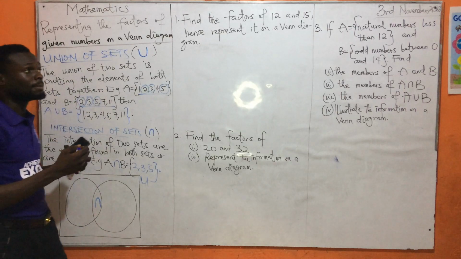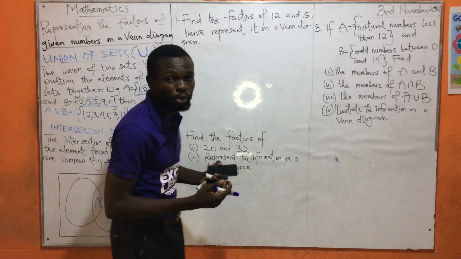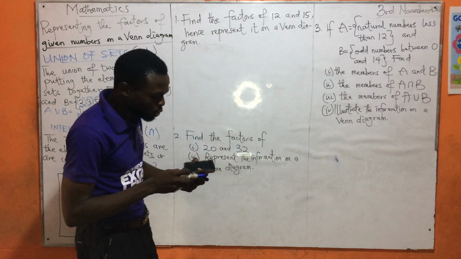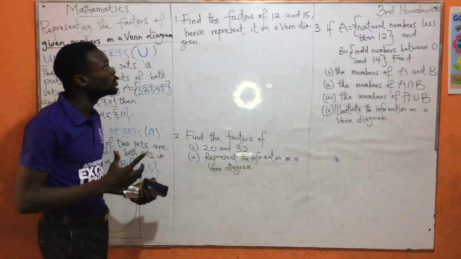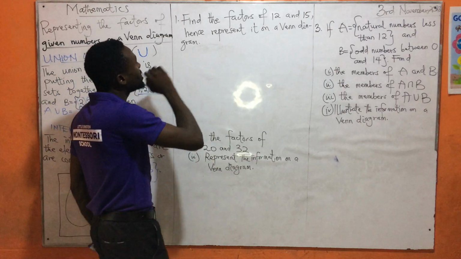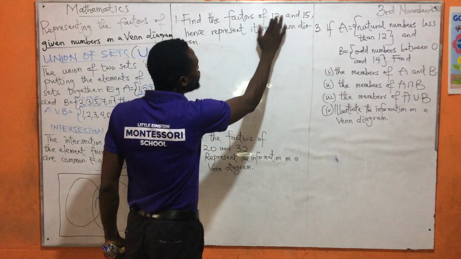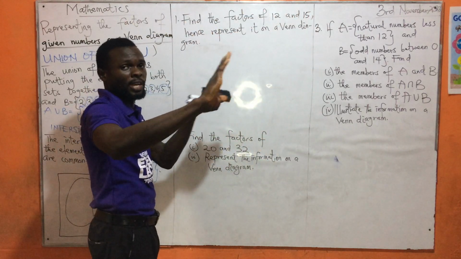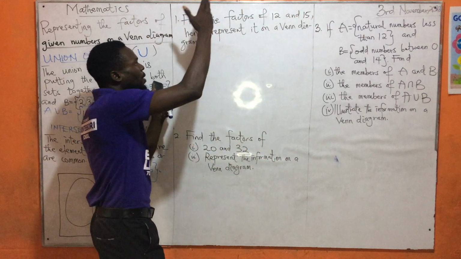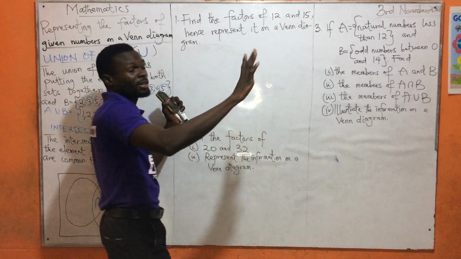So let's take some examples based on the discussion for today and see how it's done and what we are supposed to do. So it says, find the factors of 12 and 15. Find the factors of 12 and 15. Hence, represent it on a Venn diagram.